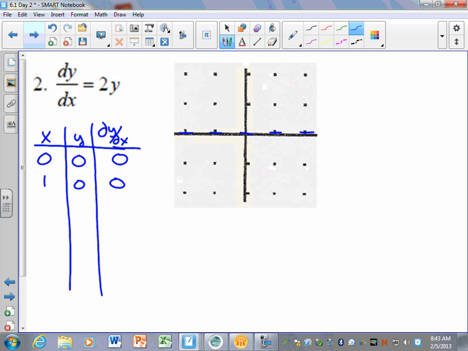What about if I picked like (0, 1)? Up 1 and up here, 2 times 1 means it would have a slope of 2.